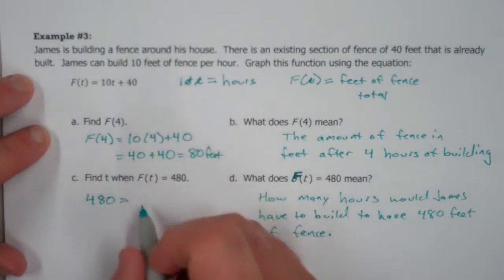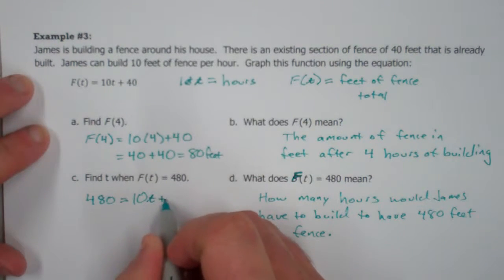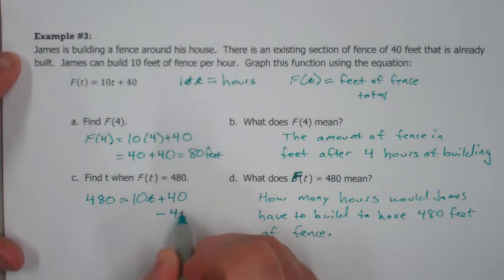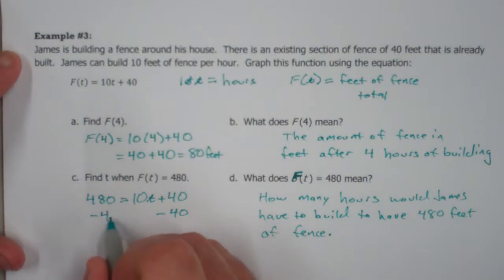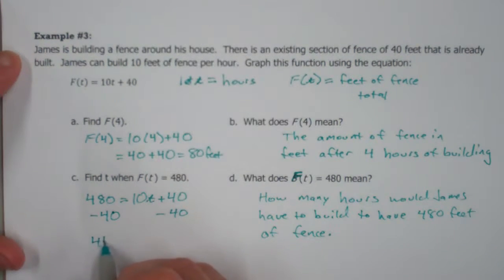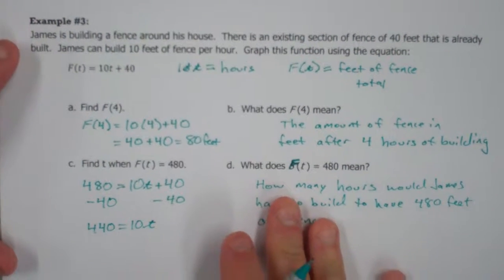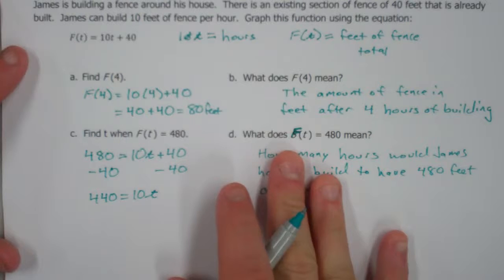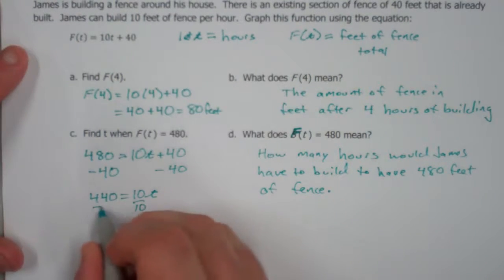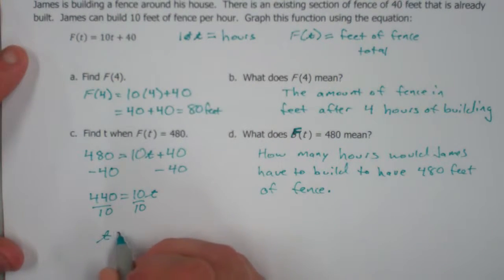So 480 is equal to 10t plus 40. We'll subtract 40 from each side. So that's 440 is equal to 10t. We'll move this up just a touch. And then we'll divide by 10. So t would be 44.